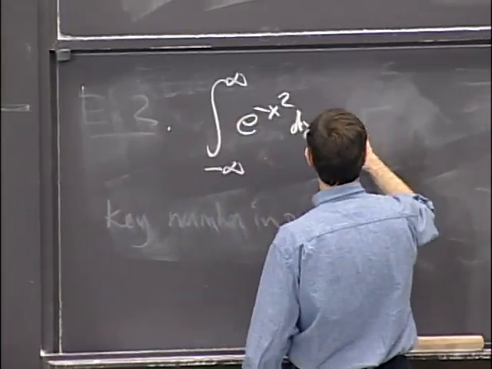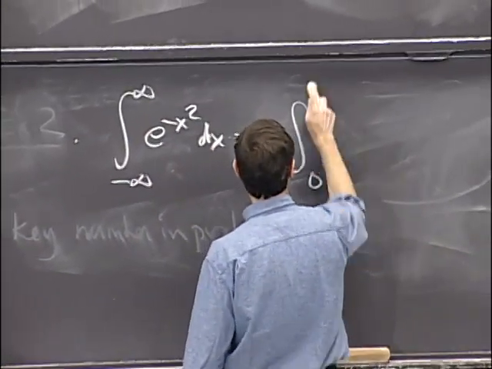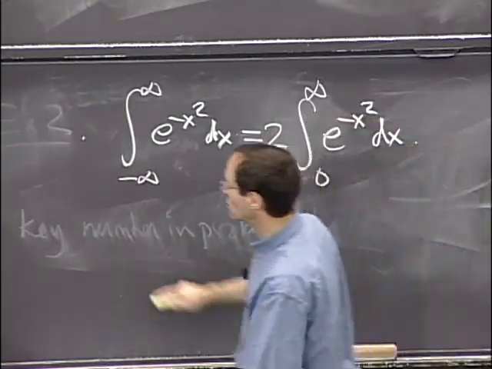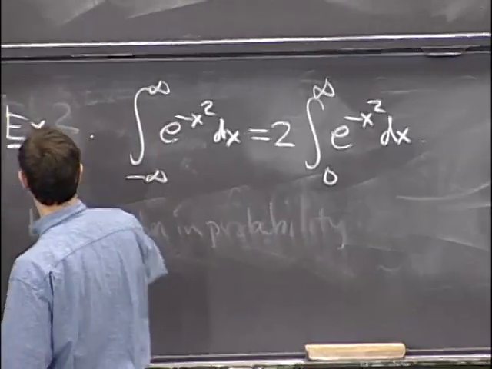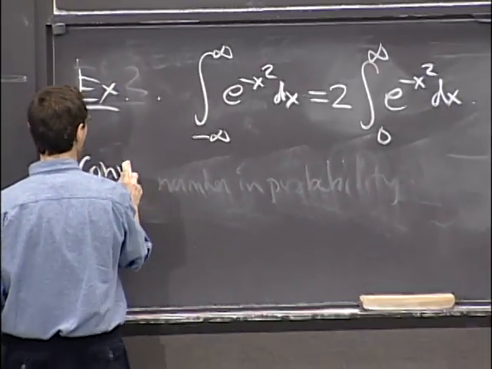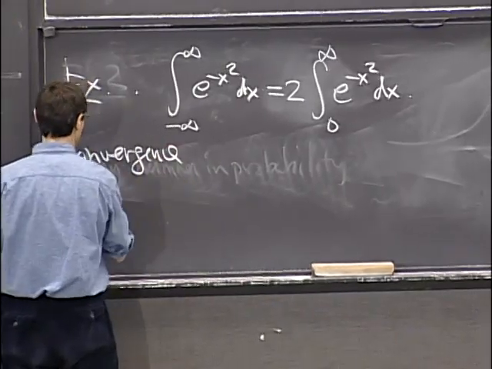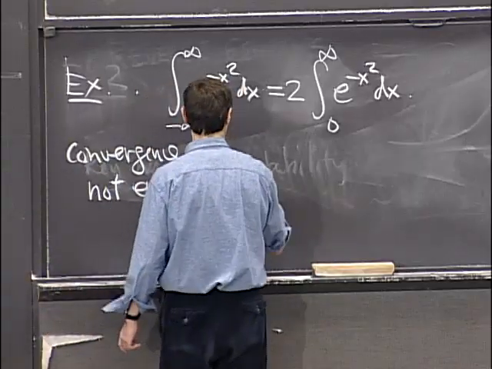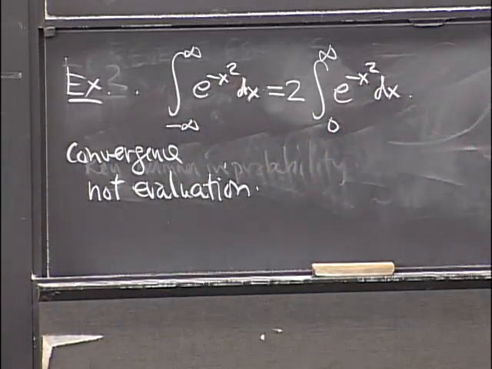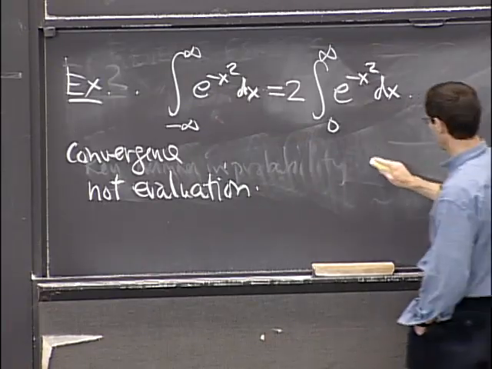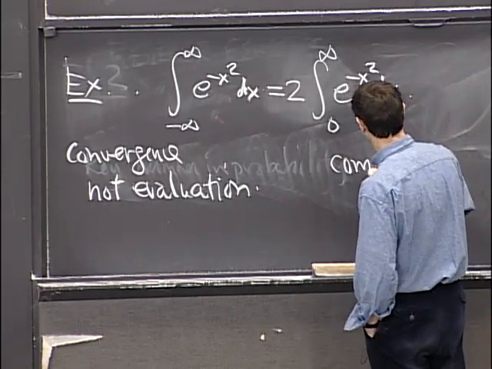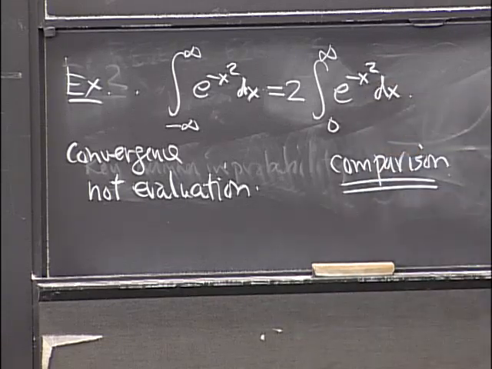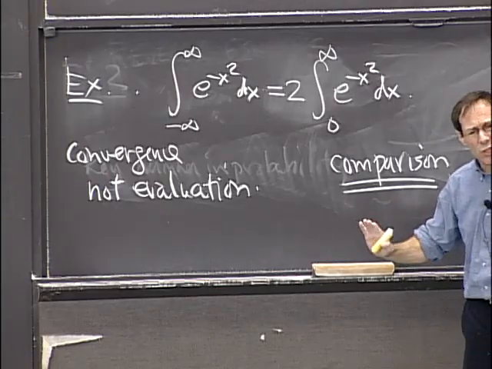First of all, you would write it as twice the integral from 0 to infinity of e to the minus x squared dx. So this is a new example here. And we're just checking for convergence only, not evaluation. And now I'm going to make a comparison here. Rather than a limit comparison, I'm actually just going to make an ordinary comparison.